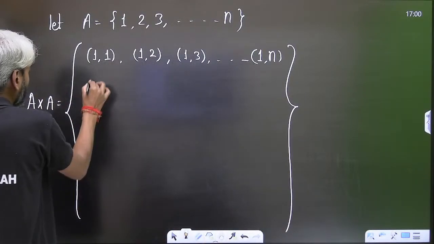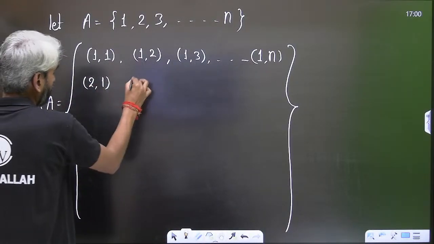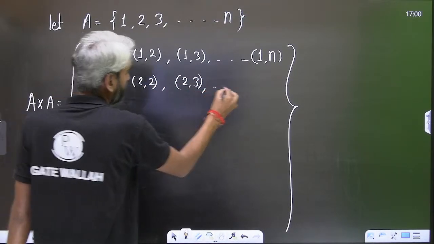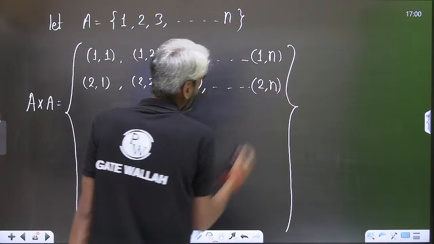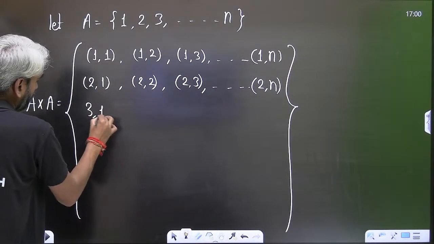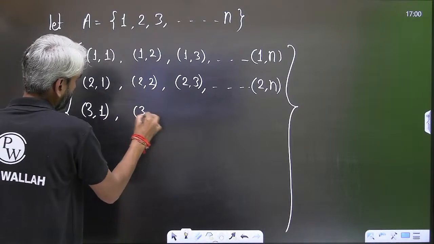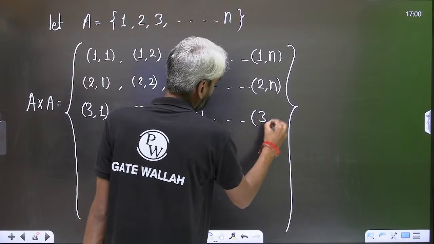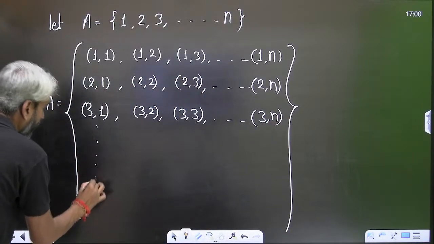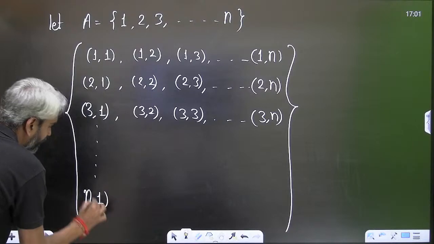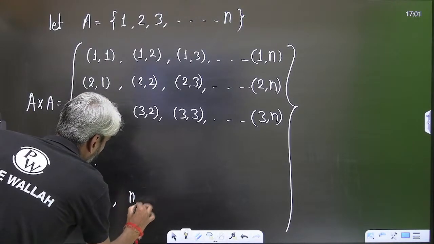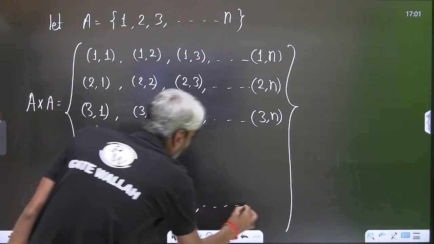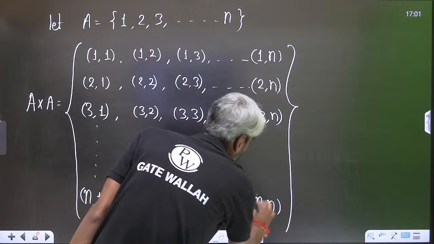Clear? Similarly, element 2 will also relate with 1, element 2 will relate with 3 as well, and so on. Similarly, 3 will relate with 1, 3 will relate with 3, and so on. 3 will relate with n as well. So up to n, the element n will relate with 1, element n will relate with 3, and so on, n will also relate with n.